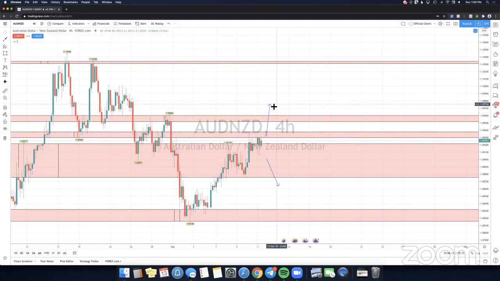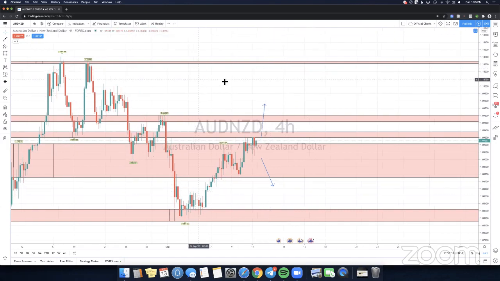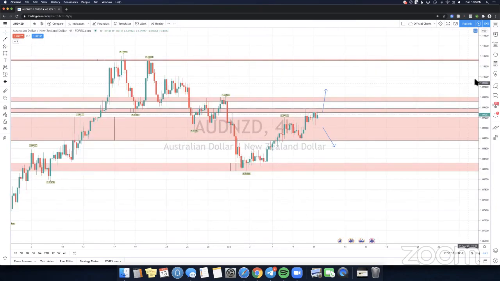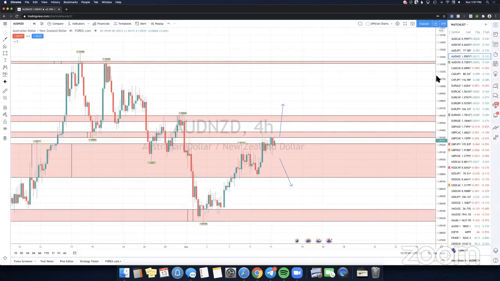You just want to wait for it to break above it to take a buy, or break below it to take a sell. And then, obviously you can apply whichever K2 strategy you guys like when determining your entry. So we're done with NZD. Move on to the next one.